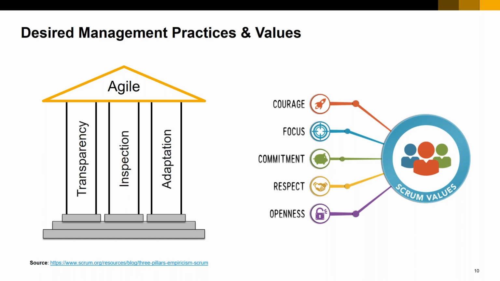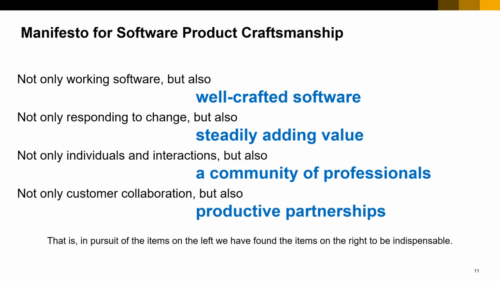So Scrum helps you to achieve that when you try to be agile within your software product development, for example. If we specifically talk about software product craftsmanship, then the key Agile manifesto that we saw, if it could be adopted a little bit to be very specific to software product craftsmanship, then I would say we are not just talking about working software, but we are talking about well crafted software.